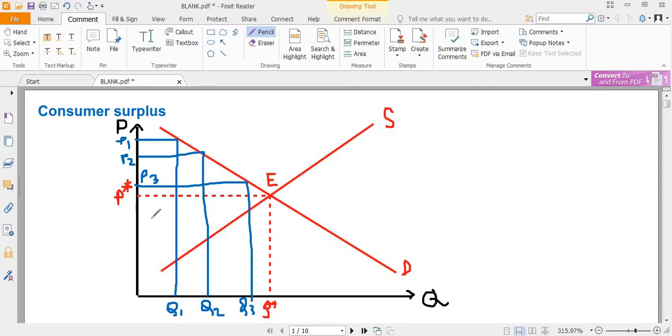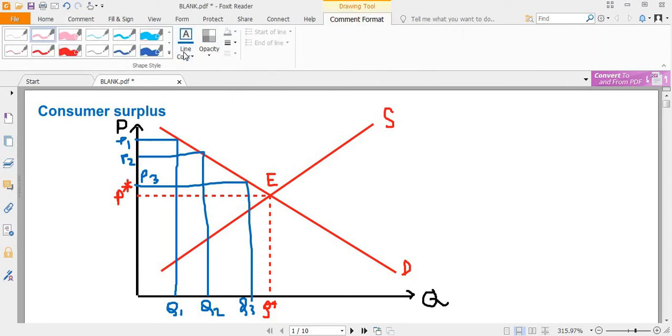But what happens is, essentially at the market equilibrium where demand meets supply, he actually demands quantity Q star and he ends up paying price P star. So this quantity Q star already includes Q1, Q2 and Q3. For Q1 he should have been willing to pay price P1, for Q2 he should have been willing to pay price P2. He ends up buying a lot more, but he does not have to pay so much.